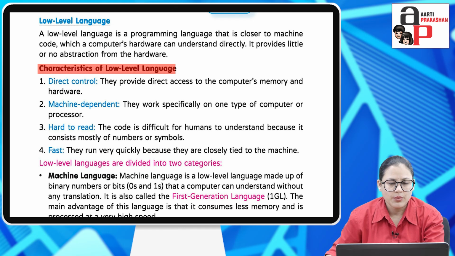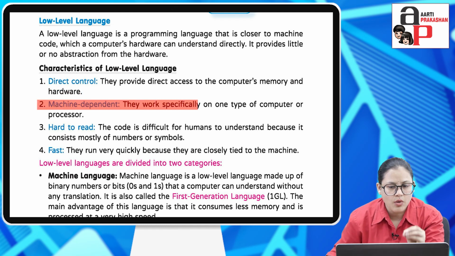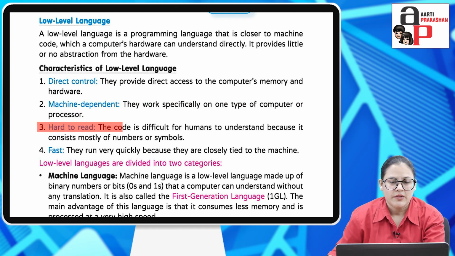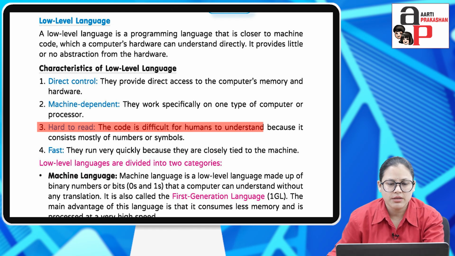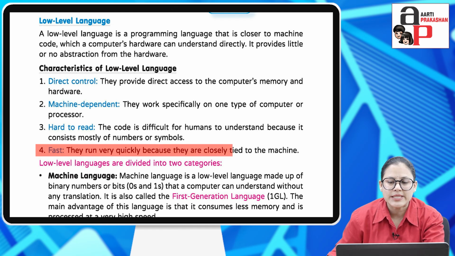Characteristics of low level language. Number one, direct control. They provide direct access to the computer's memory and hardware. Two, machine dependent. They work specifically on one type of computer or processor. Number three, hard to read. The code is difficult for humans to understand because it consists mostly of numbers or symbols. And number four, fast. They run very quickly because they are closely tied to the machine.